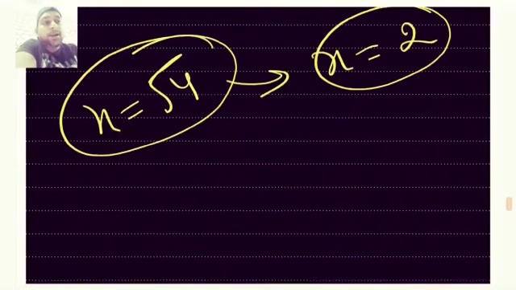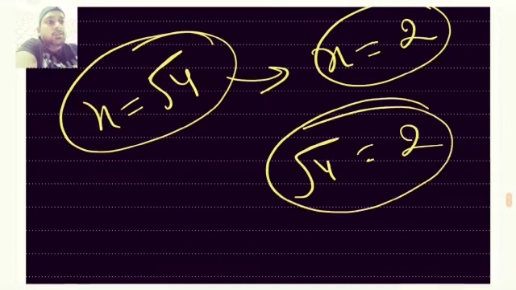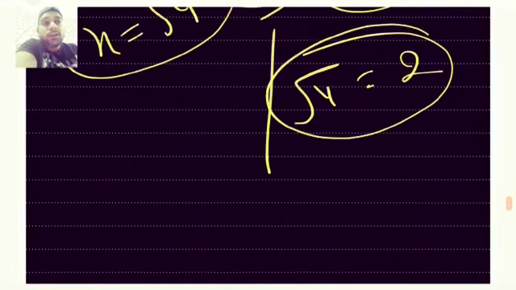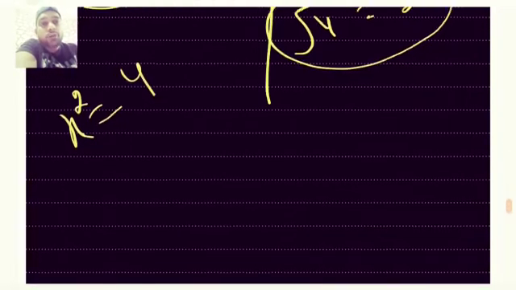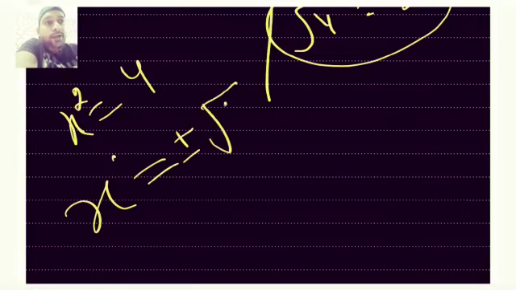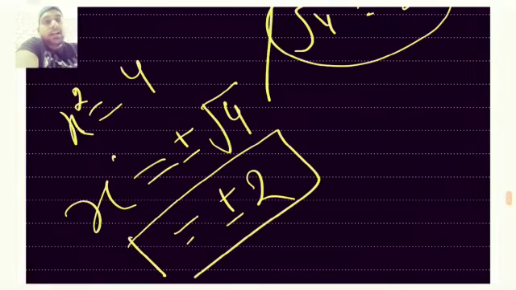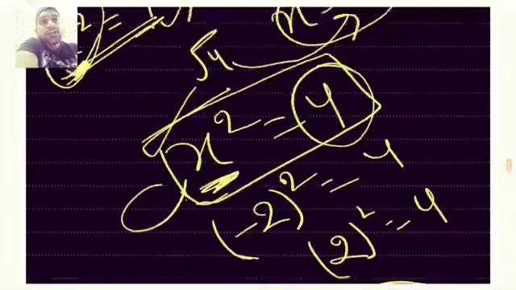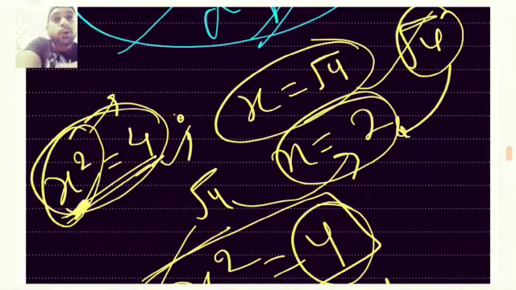So remember that it's written as root of 4 is 2, not plus minus 2. If it is written like x square is equal to 4, how do you solve it? You write x is equal to plus minus outside, then you write under root of 4. So this gives you plus minus 2. Is it clear? I have made it very clear that this is a quadratic equation and this one is a linear equation. So don't ever get confused.